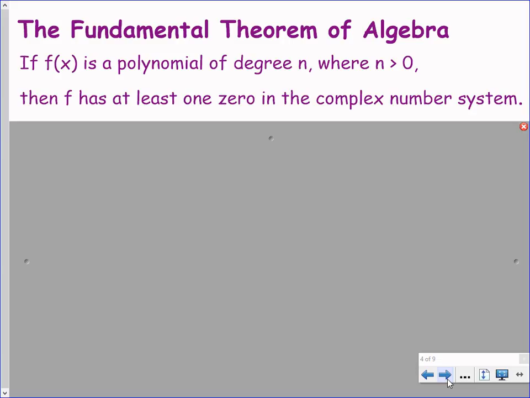Most important, we don't just want to copy things down into our notebook. We want to make sense of what this says mathematically. We are all mathematicians. We should be able to read these statements and figure out what they're saying. So I'm going to start with the if statement. If f of x is a polynomial of degree n, where n is greater than 0.